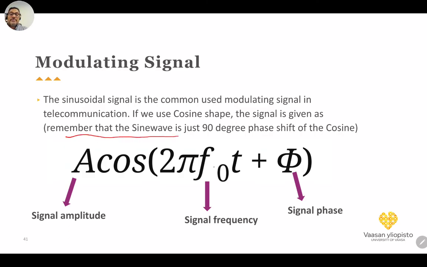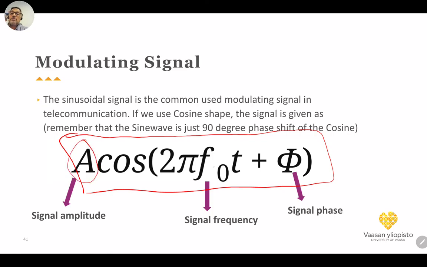This is the general sinusoidal signal. You can see that this signal has three parameters which express the signal. This is the amplitude of the cosine, this is the frequency of the cosine, and this is the phase of this cosine signal. The sine signal actually is the same as the cosine, but shifted by 90 degrees. Now, the modulation process is the augmentation of our information in one of these three parameters, or any of them.